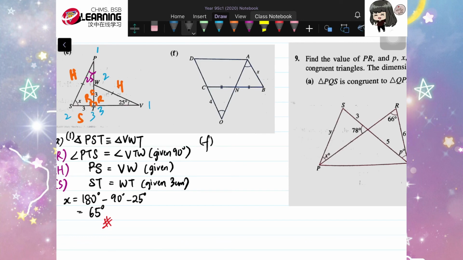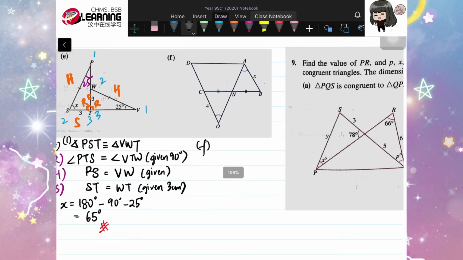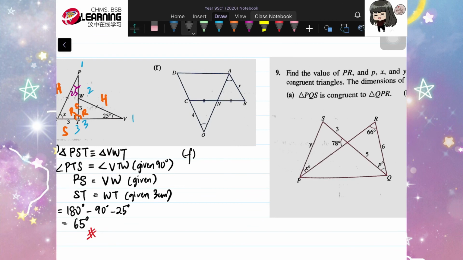Okay, now part F. Part F here. Which triangle and which triangle is the same? Is it congruent? Okay, let's see. So we can see that OCN and this triangle over here.